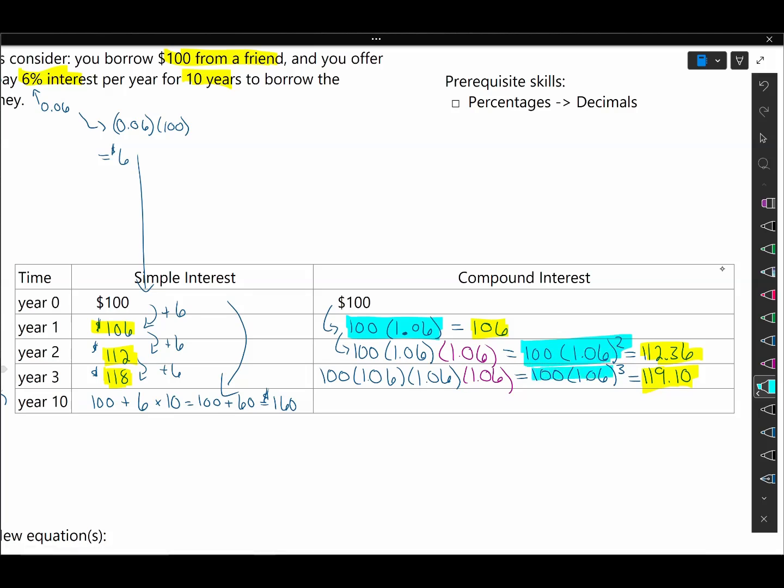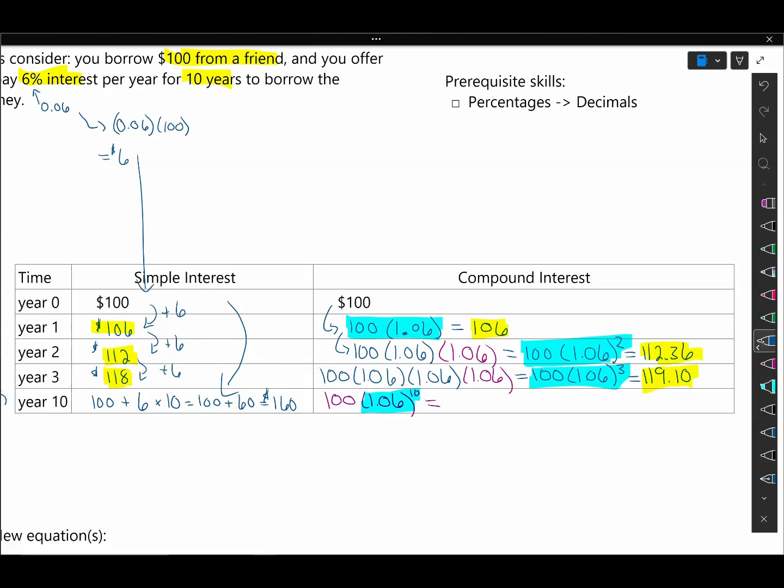Third year, 100 times 1.06 to the exponent 3. Following this pattern, so that I don't need to multiply by 1.06 every single year, I can say we're working with 100 times 1.06 to the power of 10. That's after 10 years. When we're throwing this into our calculator, we need to make sure we follow our BEDMAS. So we will first evaluate 1.06 to the power of 10, and then we'll multiply that by 100.